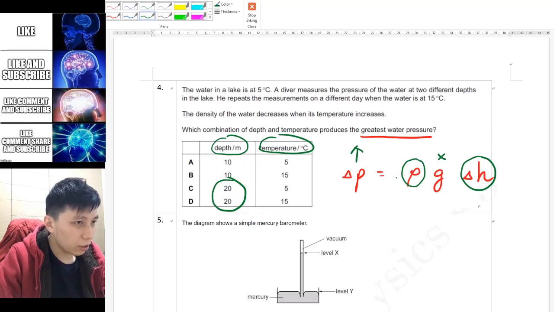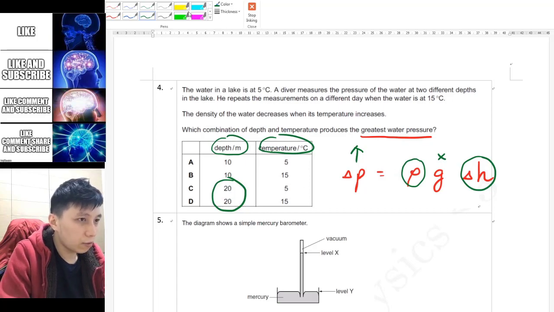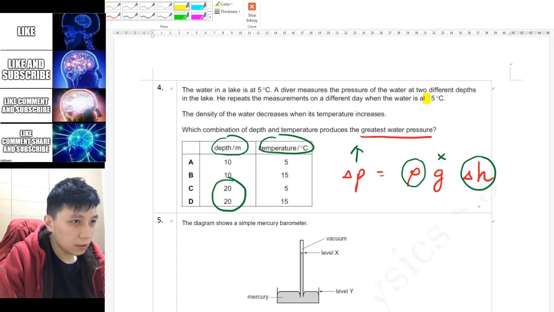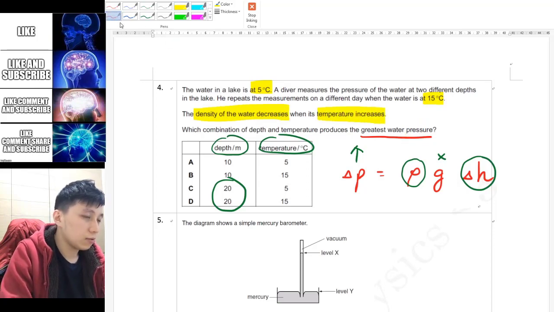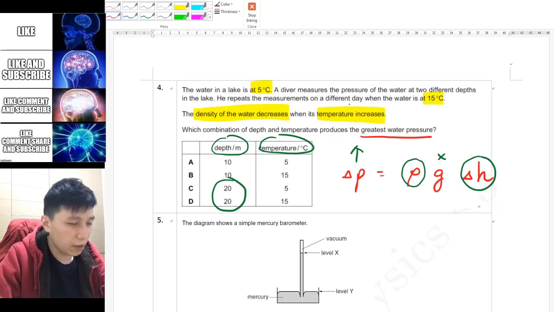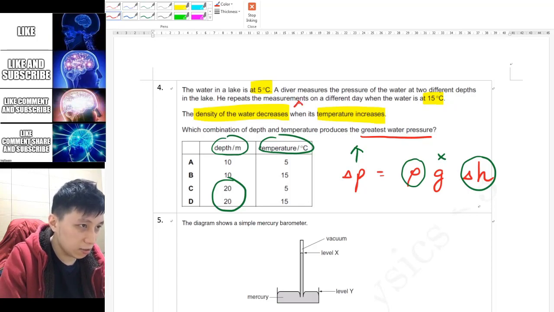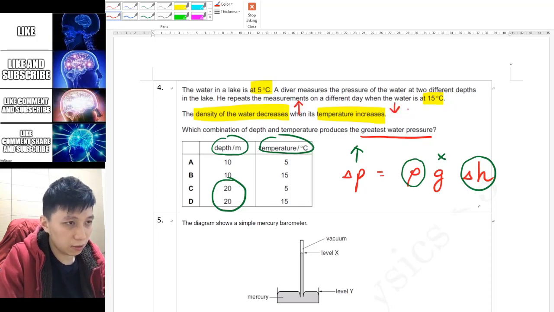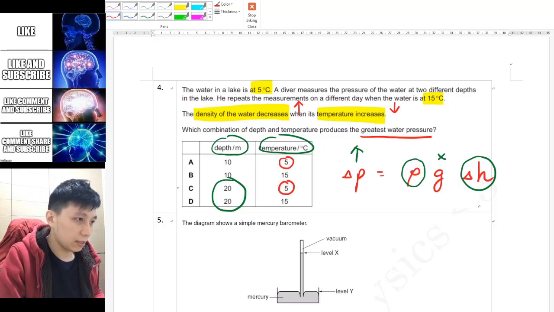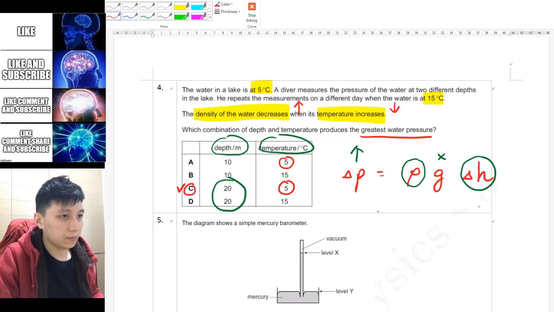For temperature, they have already told you that you can choose either 5 degrees or 15 degrees Celsius, but the density would decrease when temperature increases. So if you want density to increase, then temperature would decrease. That means a lower temperature, so 5 will be the better choice. So the answer will be C then.